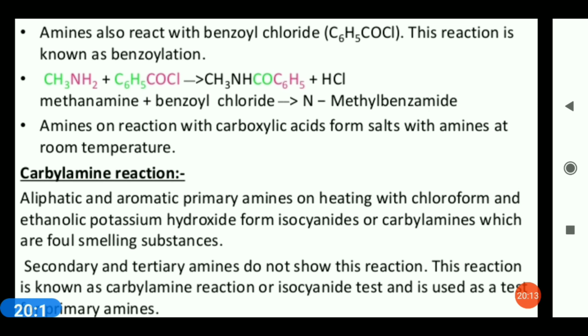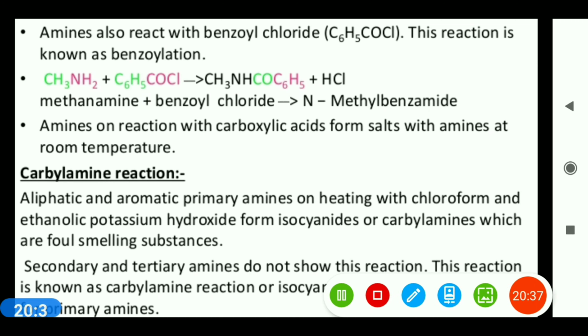Amines also react with benzoyl chloride, and this reaction is known as benzoylation. This reaction you have studied in the previous chapter, aldehydes and ketones also. When methanamine and benzoyl chloride react, it forms N-methyl benzamide. Amines on reaction with carboxylic acid form salts with amines at room temperature.